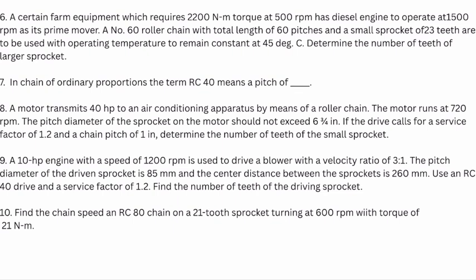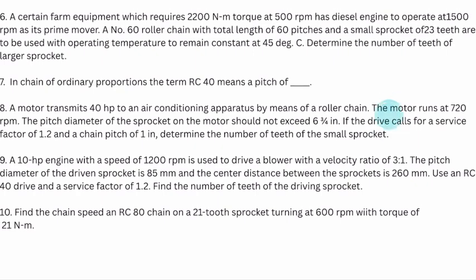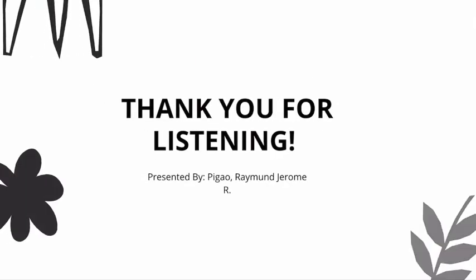Number 10. Find the chain speed of an RC80 chain on a 21-tooth sprocket turning at 600 rpm with a torque of 21 Nm. Thank you for listening.